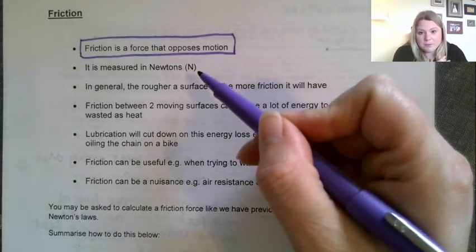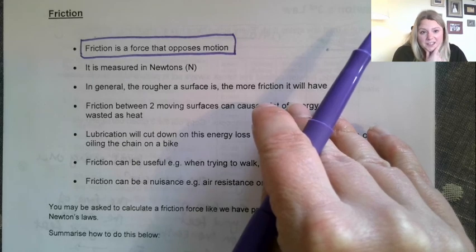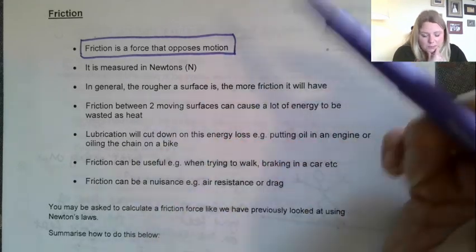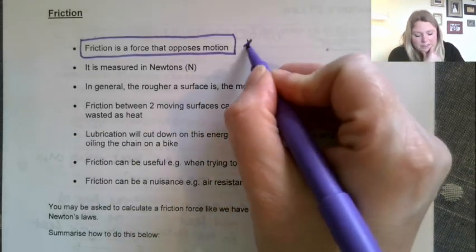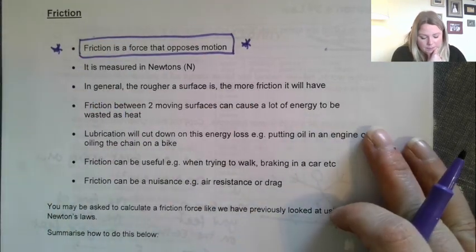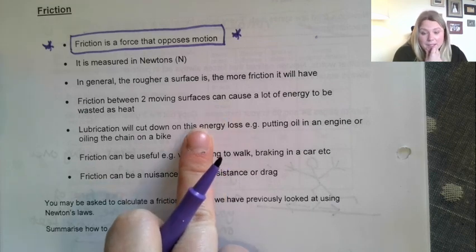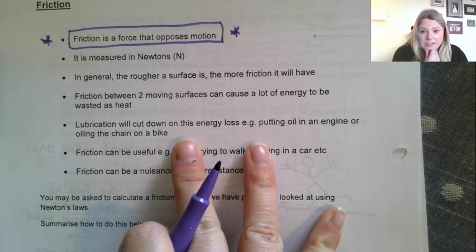Because it's a force, it's measured in newtons. In general, the rougher a surface is, the more friction it'll have. This is all stuff that you will know already, but quite often people don't know the definition, so do make sure that you learn that. Friction between two moving surfaces can cause a lot of energy to be wasted as heat, and lubrication will cut down on this energy loss.